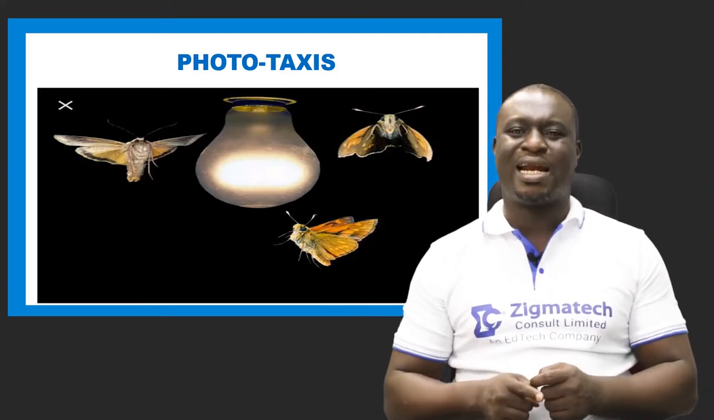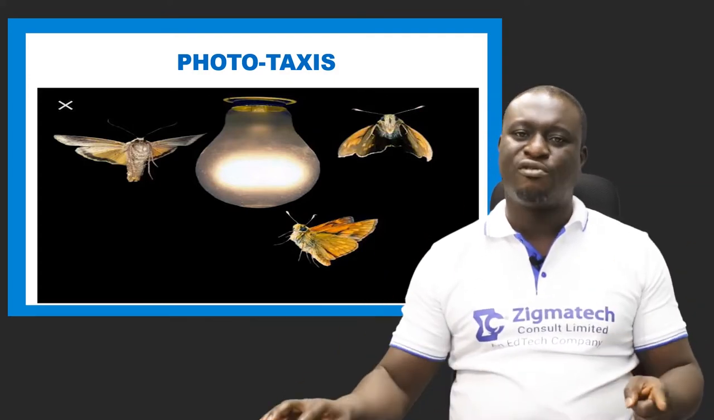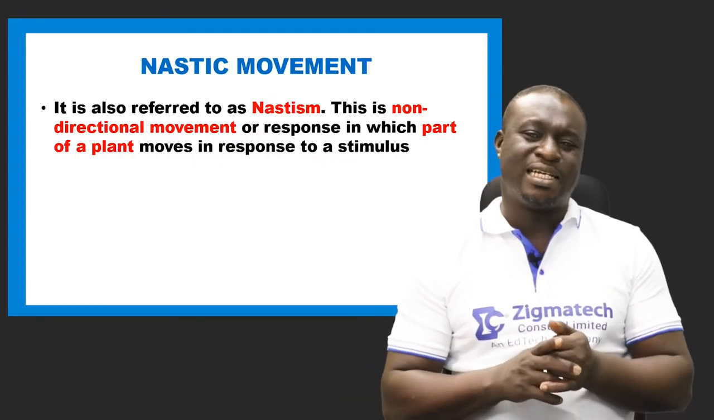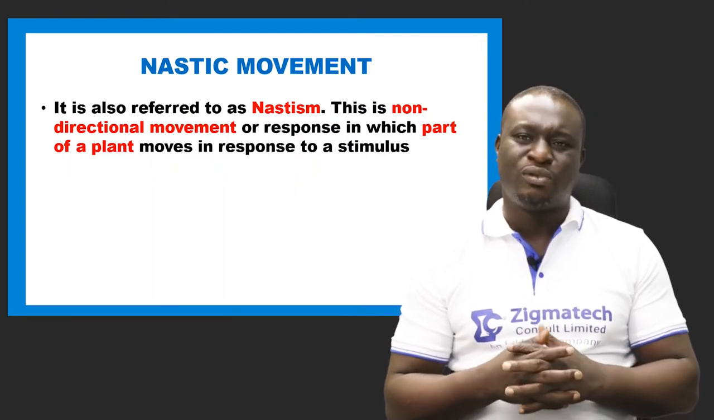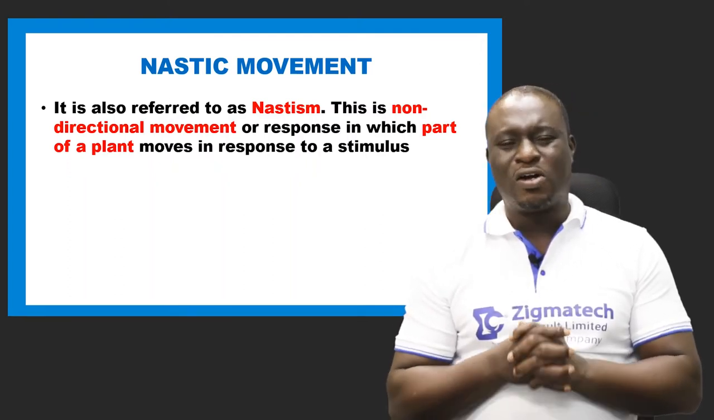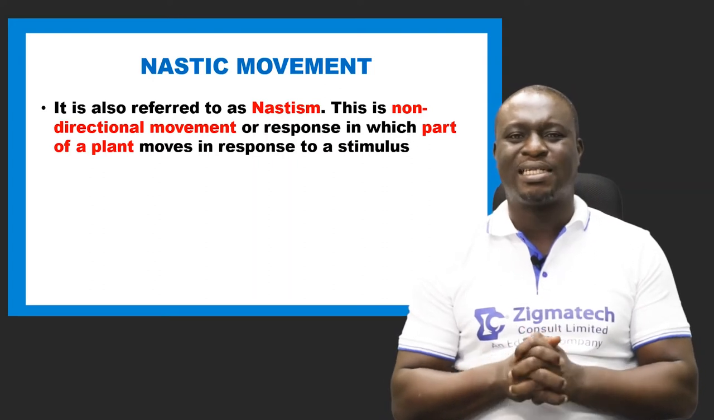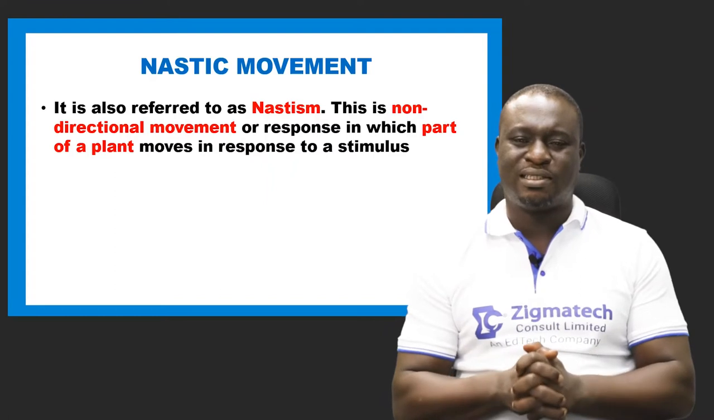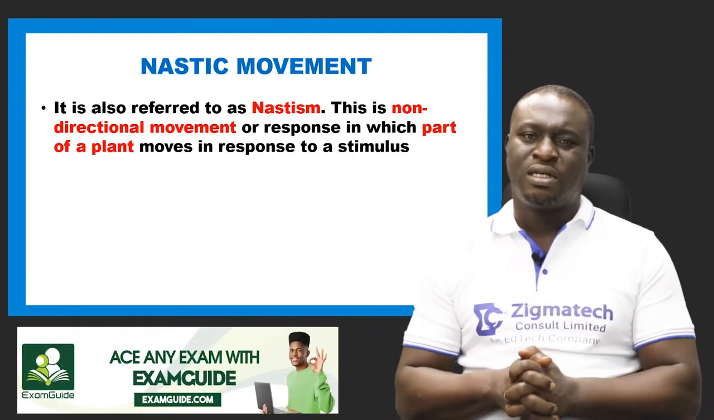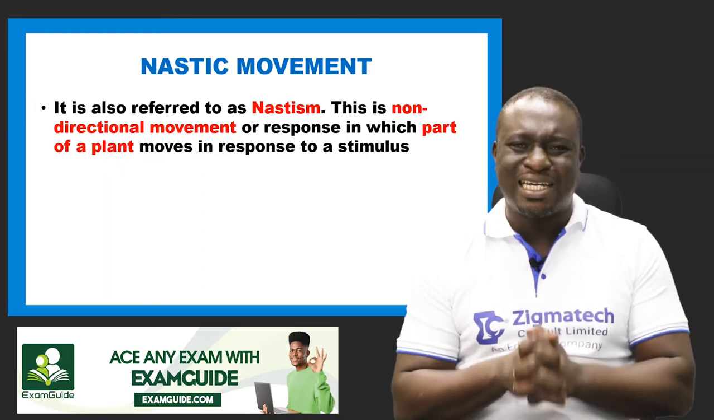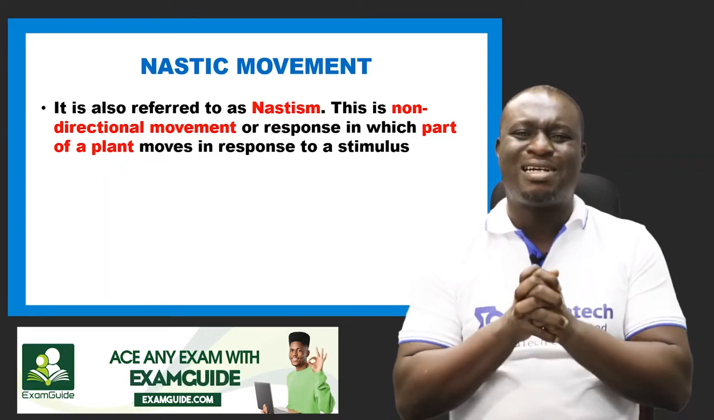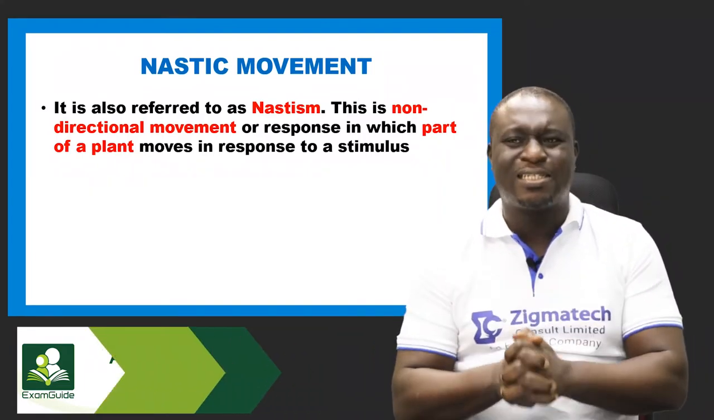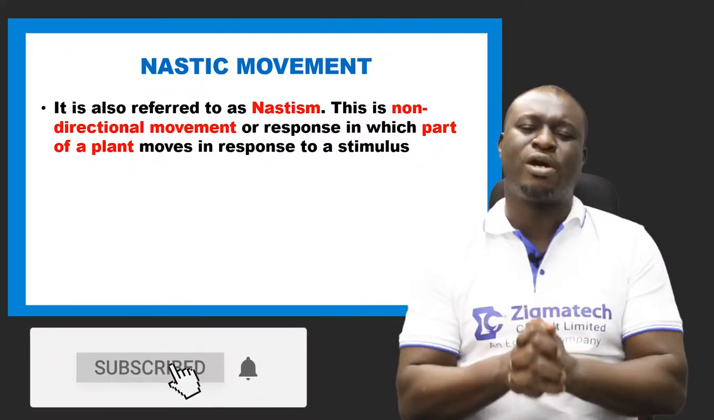So this is an example of a positive response. Number two type of movement is the nastic movement. Another name for nastic movement is nastism. But please take note, nastism or nastic movement is a non-directional movement in which part of a plant moves in response to a stimulus.